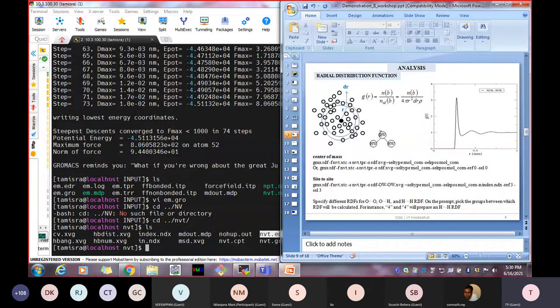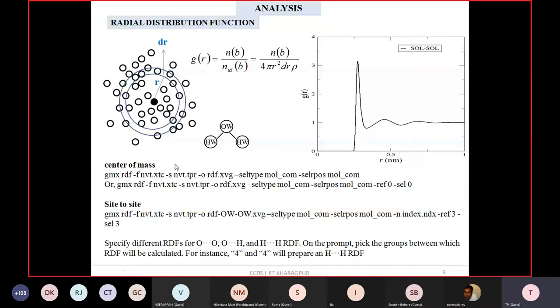For calculating this, here we have a water molecule, with one oxygen and two hydrogens. In GROMACS, we can calculate g(r) using the tool gmx rdf. We use the xtc file, which is our output file, and the tpr file, and we can create this rdf output file, which is our g(r) output, and which gives essentially the data for plotting this.